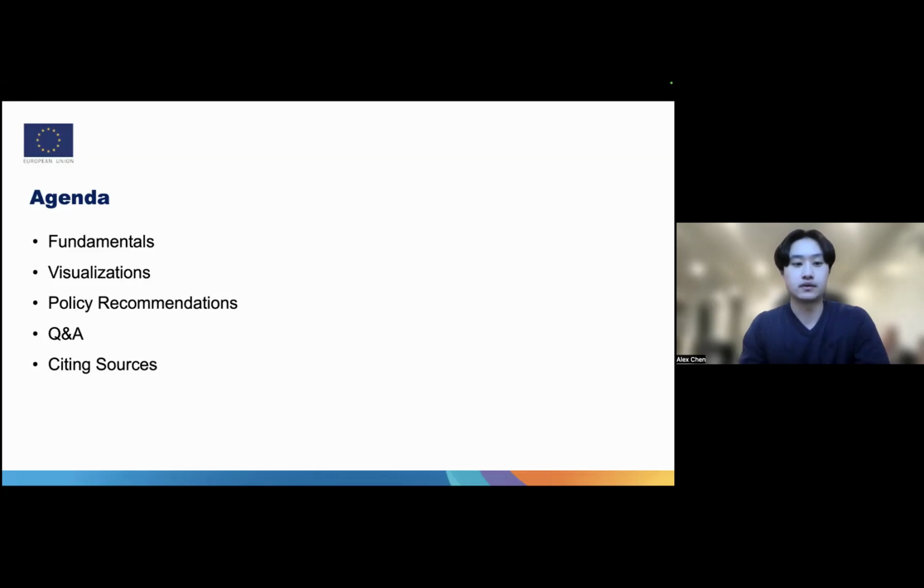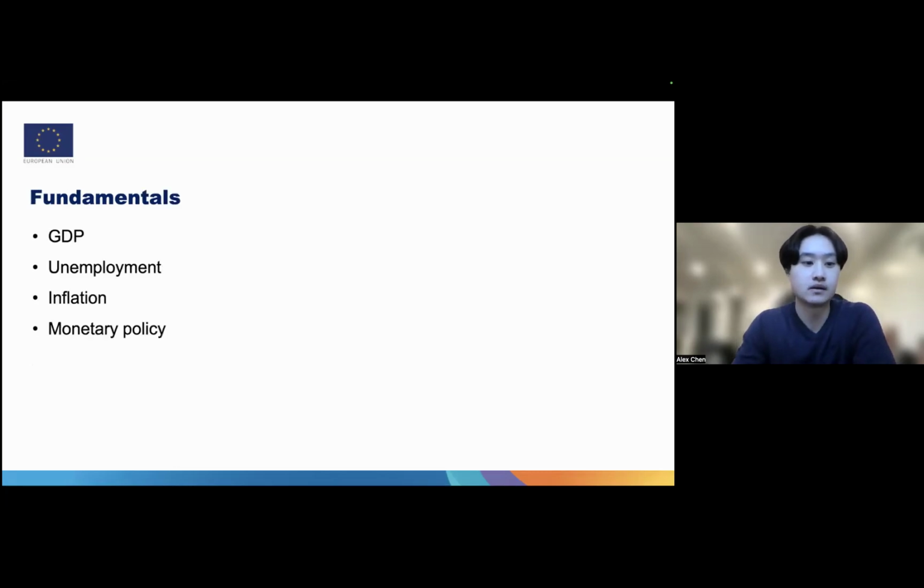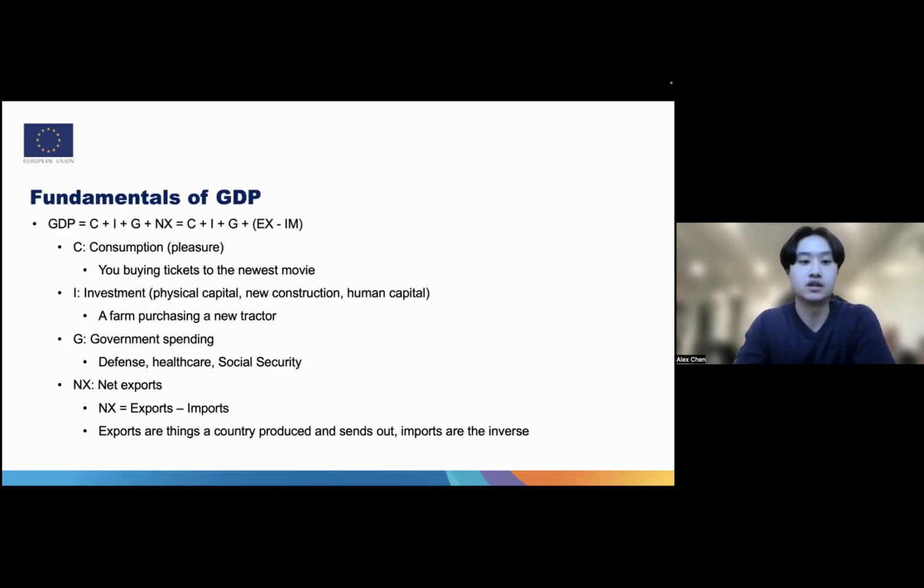And so some of the things I'll be covering are the fundamentals. So these are the indicators, visualizations, policy recommendations, Q&A, and also citing sources. And so first up will be GDP.